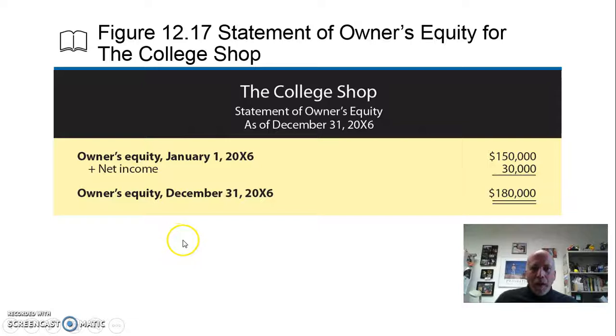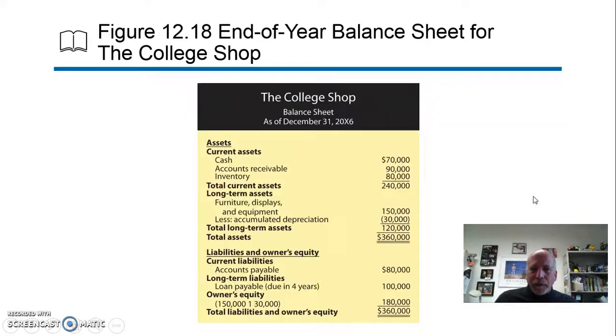Here's the statement of owner's equity starting at the beginning of the year. We made money, so that equity is put into the company, or basically stays in the company. And at the end of the year, now our owner's equity has gone up from $150,000 to $180,000.